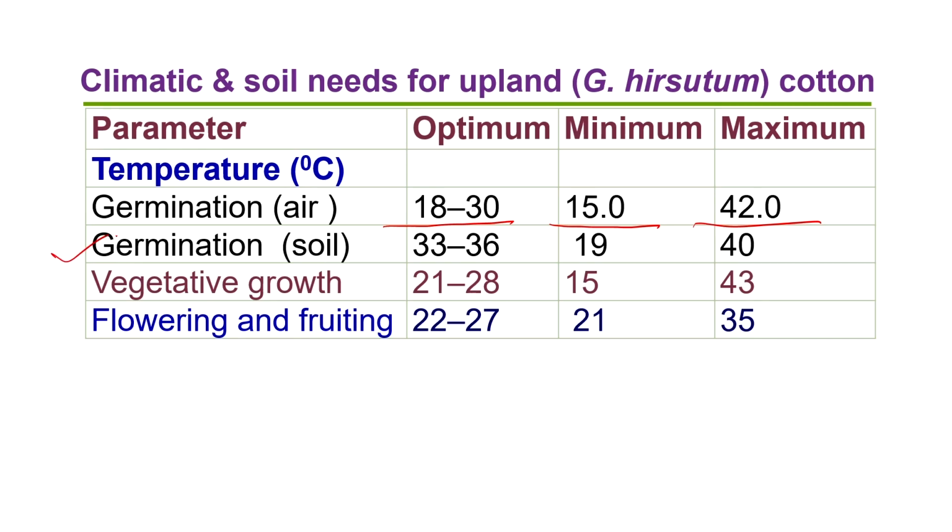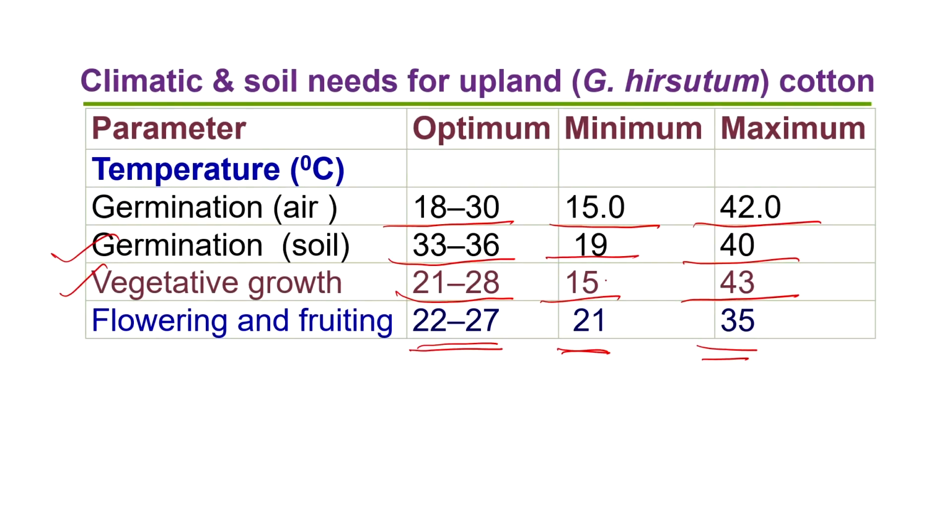Now, coming to soil temperature for germination, optimum is 33 to 36 degrees centigrade and minimum is 19 degrees centigrade and maximum is 40 degrees centigrade. Now, coming to vegetative growth. Vegetative growth optimum temperature is 21 to 28 degrees centigrade and minimum is 15 degrees centigrade and maximum is 43 degrees centigrade. And for flowering and fruiting, optimum is 22 to 27 degrees centigrade and minimum is 21 degrees centigrade and maximum is 35 degrees centigrade. So, these are the cardinal temperatures which are required by this crop at different growth stages.